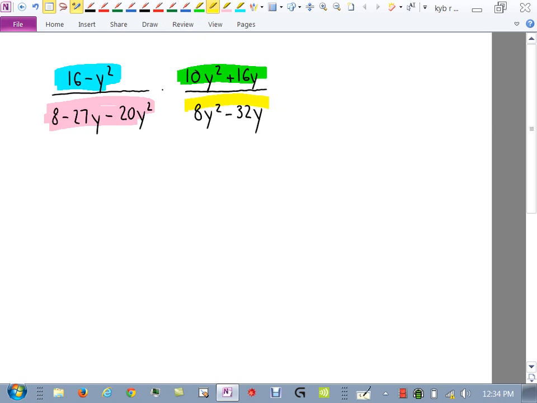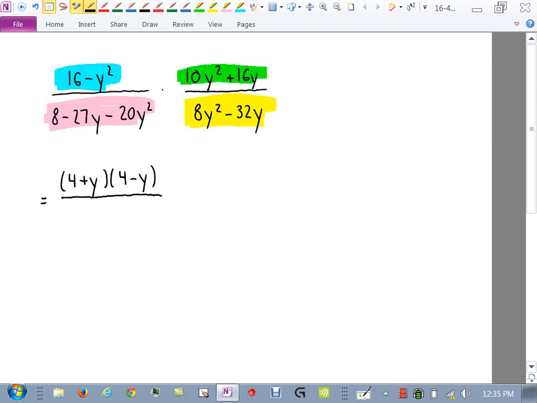You're going to look at each of these and say, okay, let me try and factor each of those and then try and find common factors and cancel. So let's take a look at that top left blue one there, 16 minus y squared. What does 16 minus y squared look like? Difference of squares. Now when you do it, and I'm not going to show it, it should be 4 plus y, 4 minus y. Did you get that? Okay. So that's difference of squares on the top left.